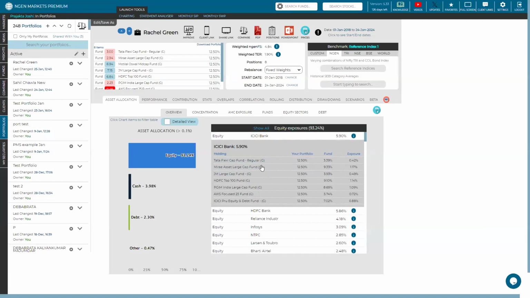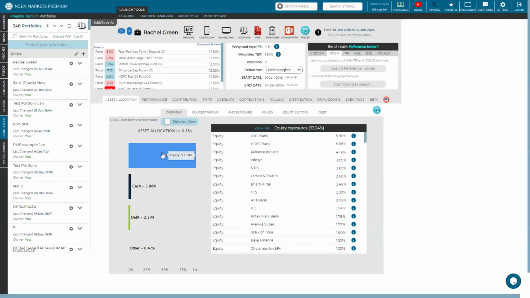So all of these funds, Tata Flexi Cap, Mirae Asset Large and Mid Cap, JM Large Cap, and so on and so forth, hold some percentage in ICICI Bank as a stock, right? And therefore, your portfolio is exposed to an extent of close to 6% to this particular stock, right? So this is available on an asset class basis here.